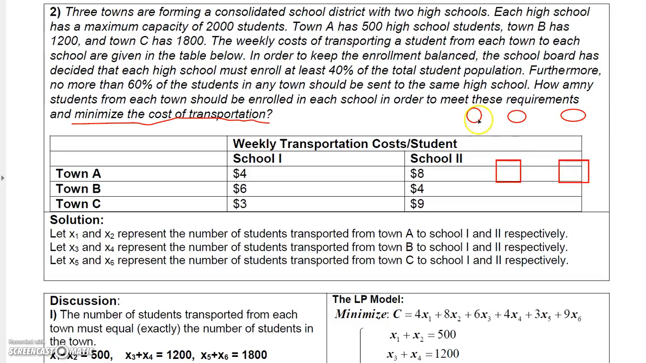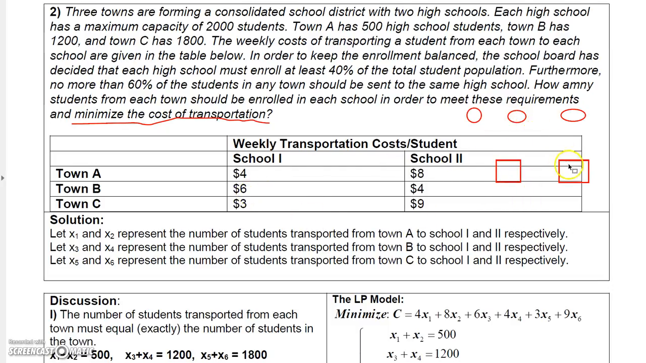Okay, so basically the school district knows the cost. If you transfer students from town A to school 1, they know the cost is $4 per student. If you transfer them from town A to school 2, they know it's $8 per student. From town B to school 1, they know it's $6 per student.